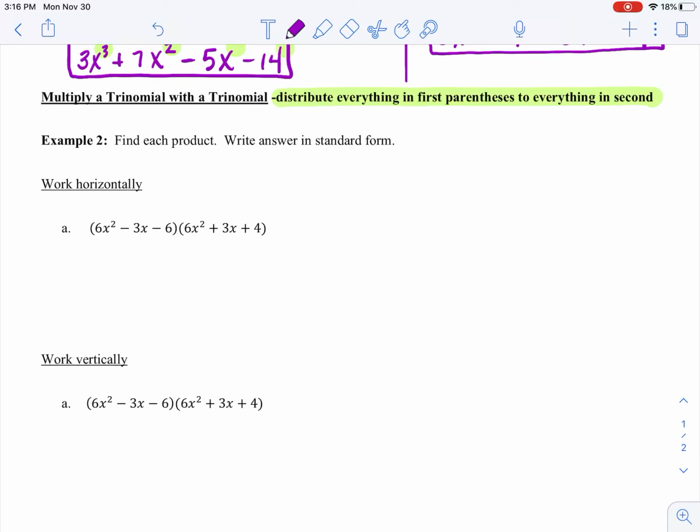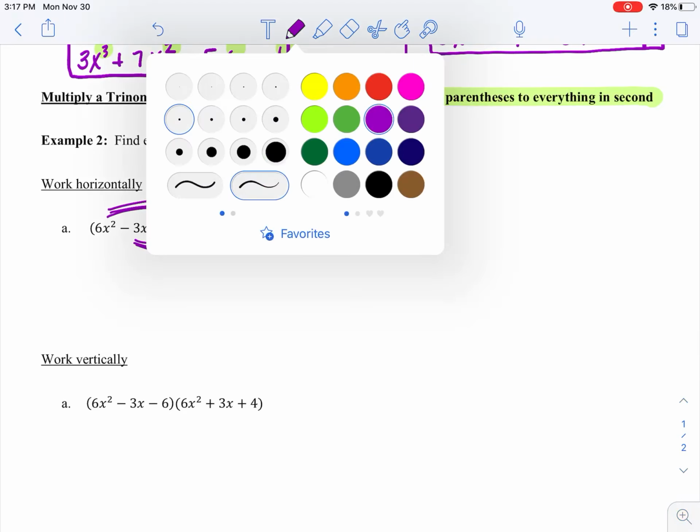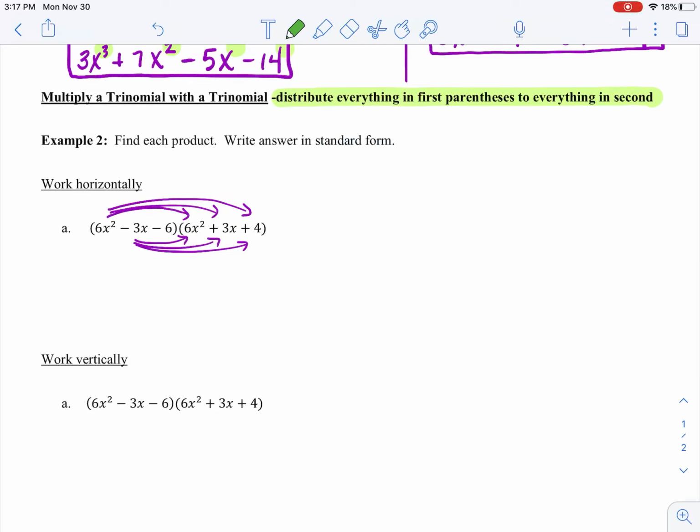We're going to distribute the 6x squared 3 times, we're going to distribute the negative 3x 3 times, and we're going to have to distribute, I think I'm going to get a different color just so we can see it. We're also going to have to distribute the minus 6 3 times. That's 9 arrows. That means I'm going to have 9 terms right next to each other horizontally. And that's why I left all this space, because we're going to need a lot of horizontal space to write 9 different things.